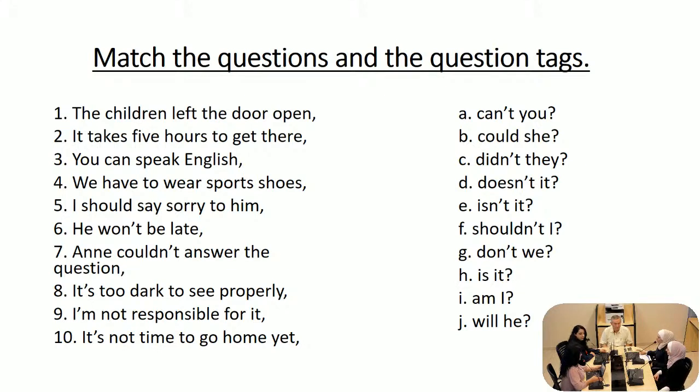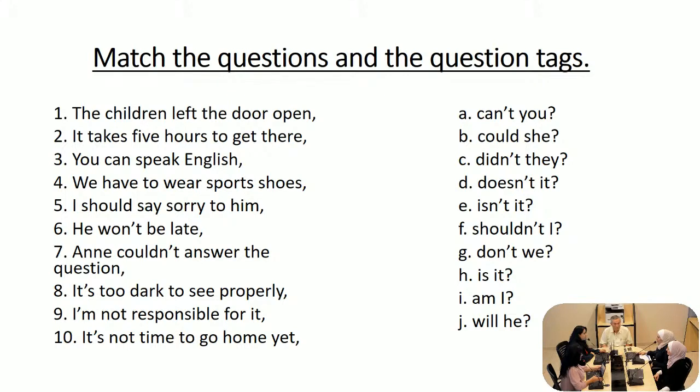Anne couldn't answer the question. Here the sentence is negative, so the tag is positive. Could she? It's too dark to see properly. Here we have 's, which may indicate is or has, but we don't have a verb in the third form, so it is is. We say, isn't it?